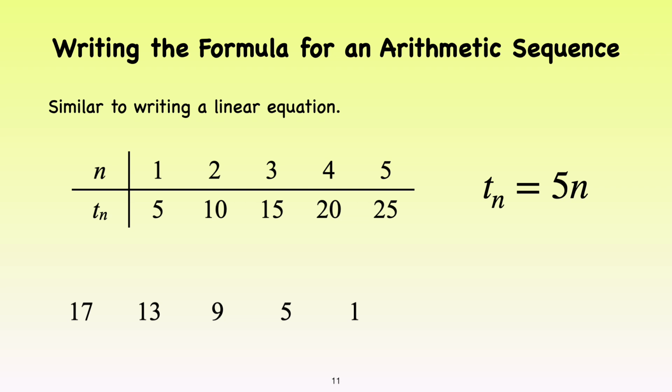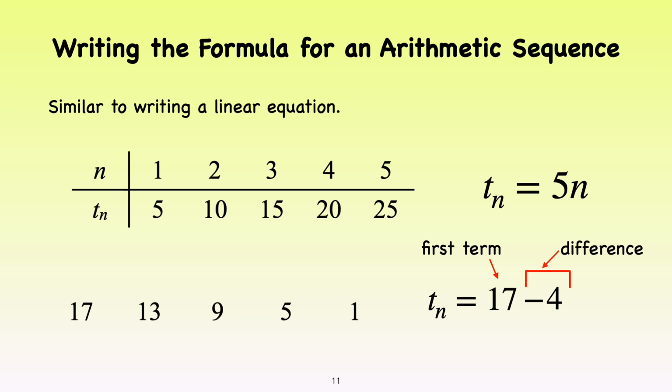So I start with 17 and subtract 4. But that would be the second term. How can I make my formula not subtract anything for the first term? And the answer is multiply -4 by 0 for the first term. So if n is the first term, then n minus 1 is 0, and 4 times n minus 1 is also 0. I won't be subtracting anything from 17.